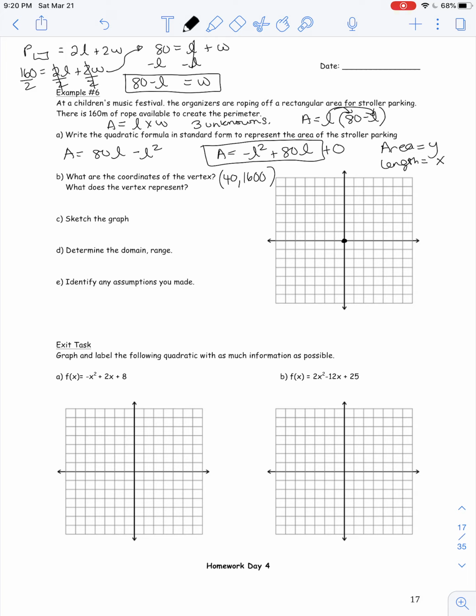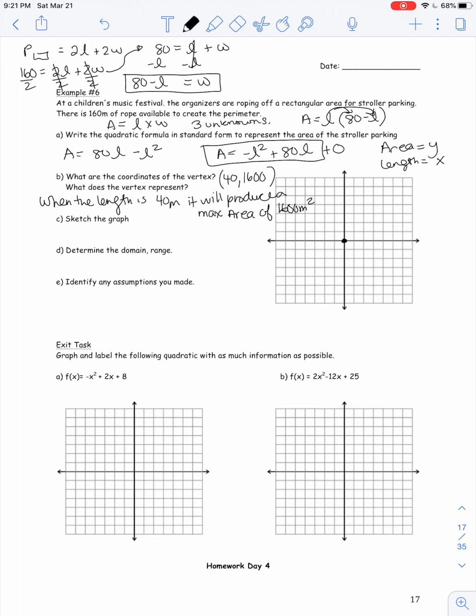So what that means is when the length is 40 meters, it will produce a max, in this case area, of 1600 meters squared. So that's going to be the rectangular stroller parking that's created as the maximum area that you can create with 40 meters as your length.